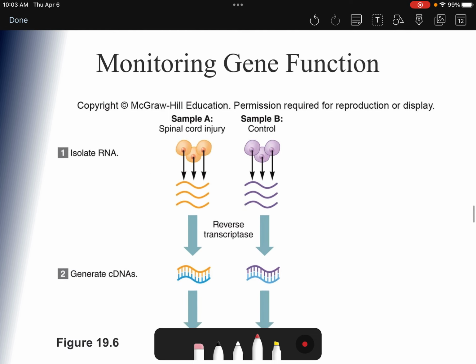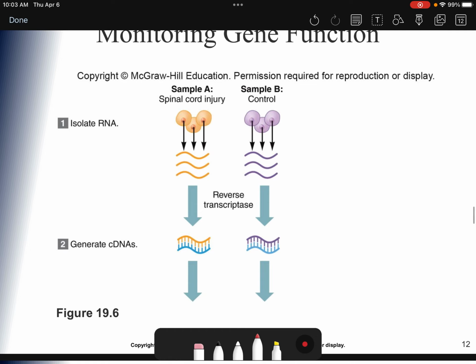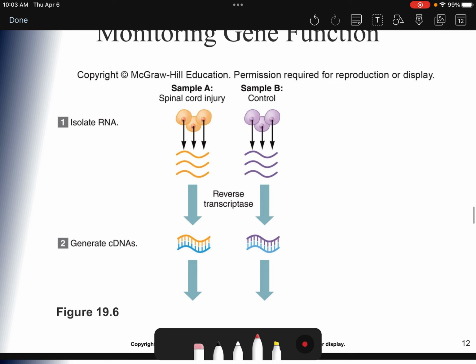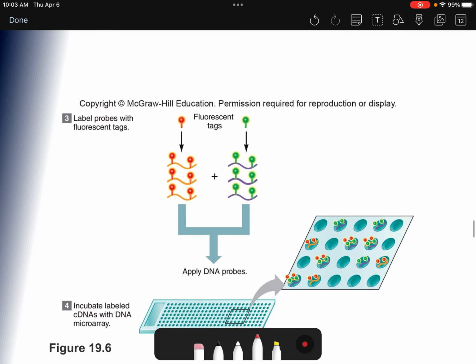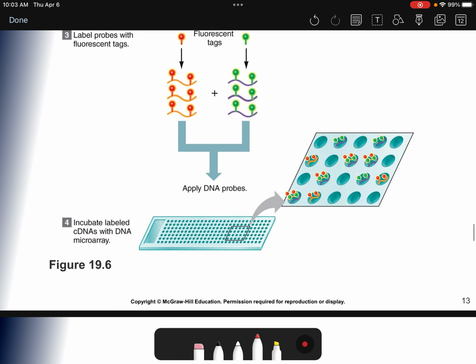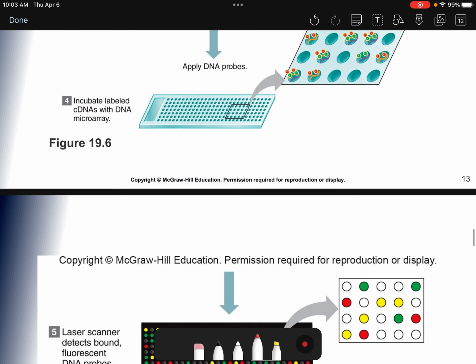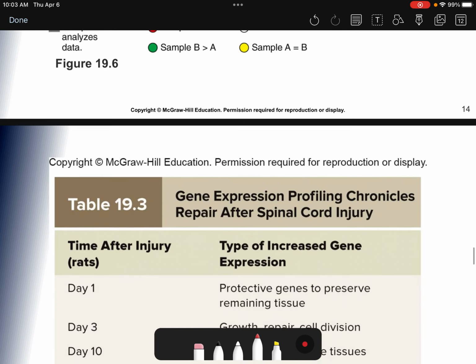First of all, they take a control sample, they compare it with somebody who has maybe an injury where they can isolate the RNA. Here they're doing a spinal cord injury. And then they use reverse transcriptase to generate copy DNA. And then they label them with those fluorescent tags. And then they incubate them on that little slide. And then they use a laser scanner to look at the different fluorescent probes, and they can analyze, based on all the color arrangement, what's happening there.